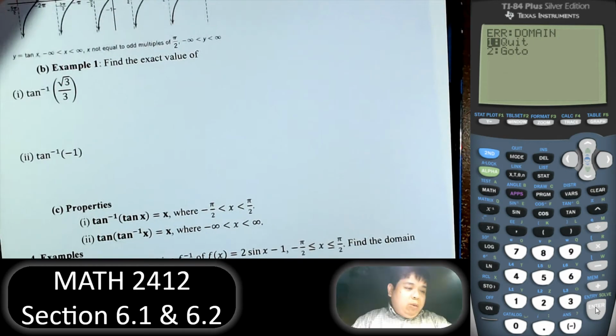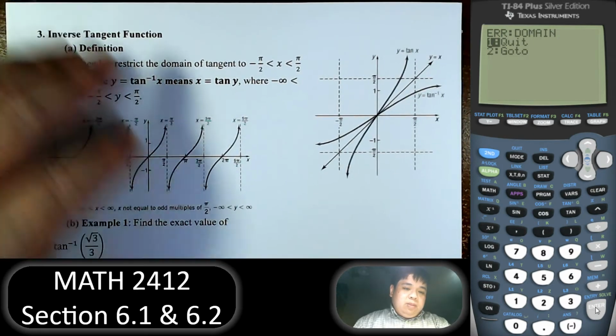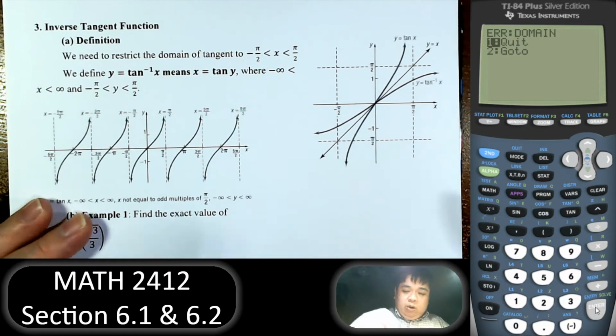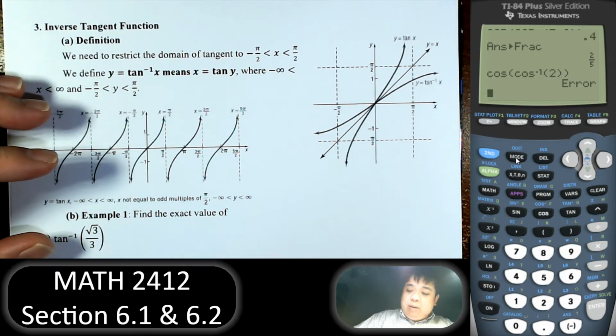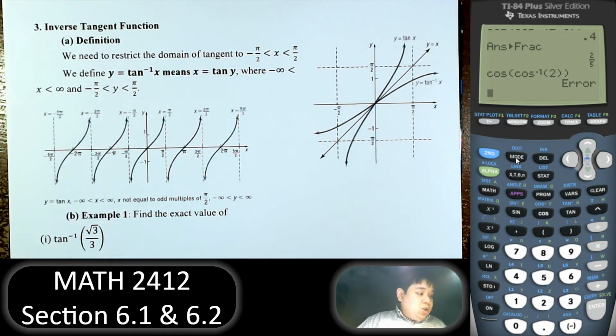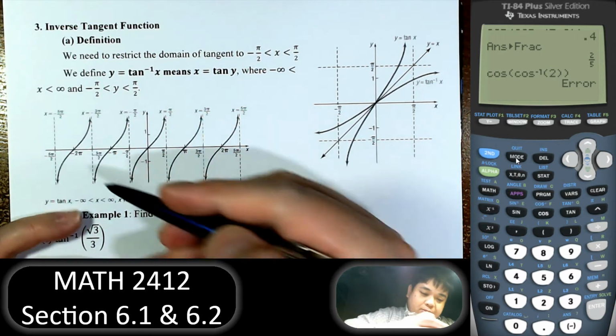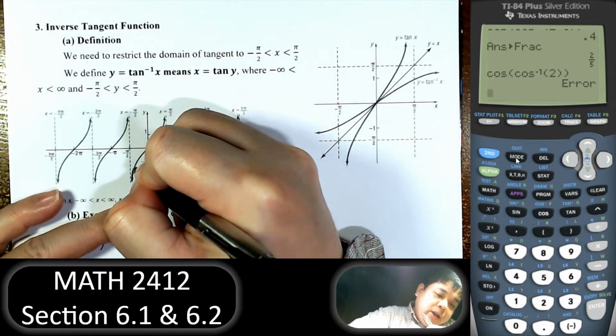Right. Now we go to inverse tangent function. So the graph of tangent is like that. Once again, it's not 1-to-1. If we want it to be 1-to-1, we have to restrict the domain, so it will be 1-to-1. Right. So we will pick this part of the graph.